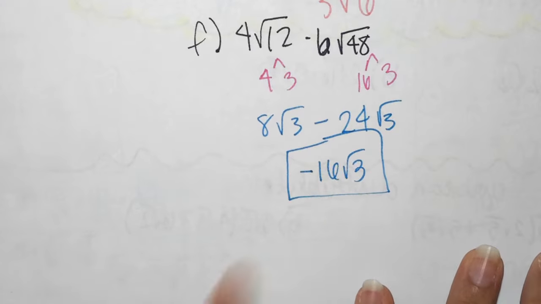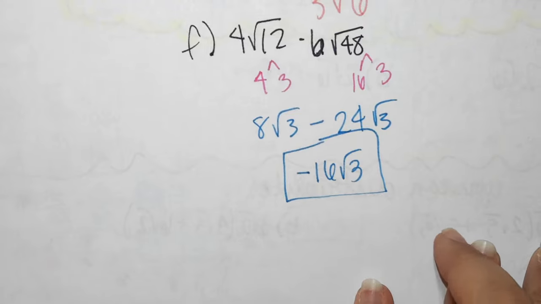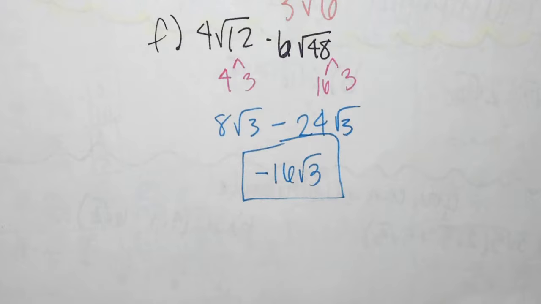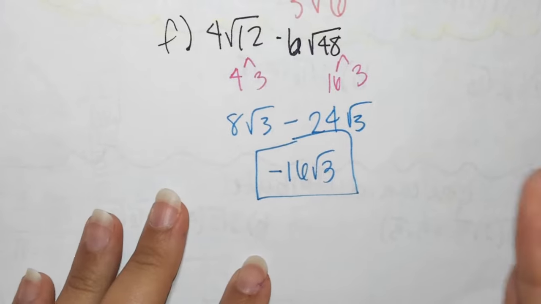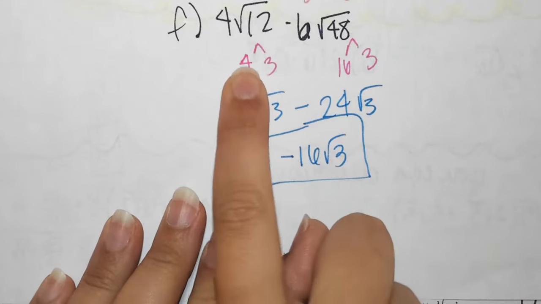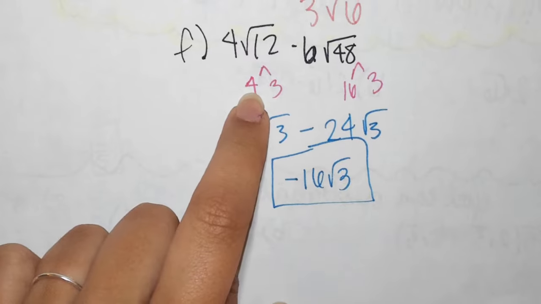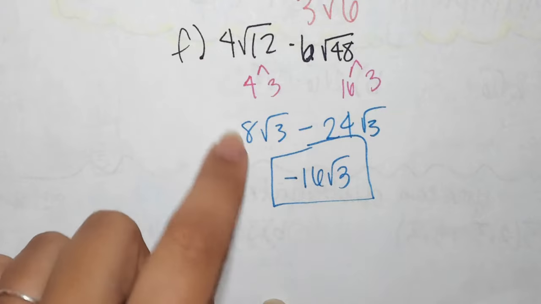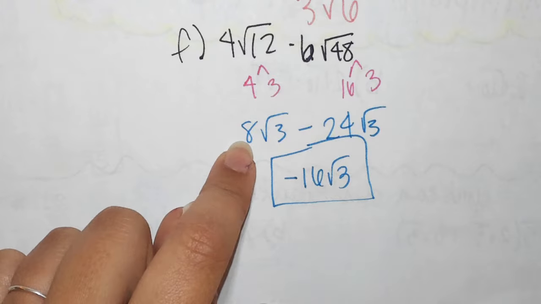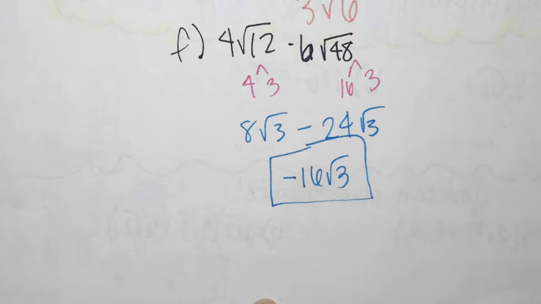Alright, did anybody get negative 16 or 3? Oh my gosh, Miriam, I don't know how else to explain it to you. You find the biggest perfect square, which is 4. Take the square root of 4, which is 2. 2 times 4 is 8.